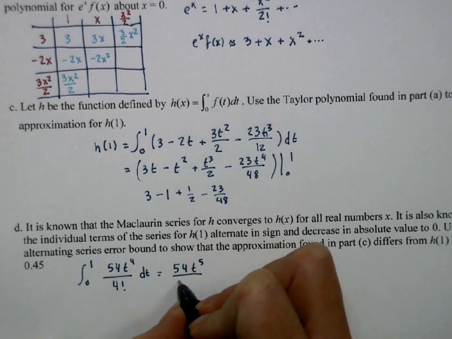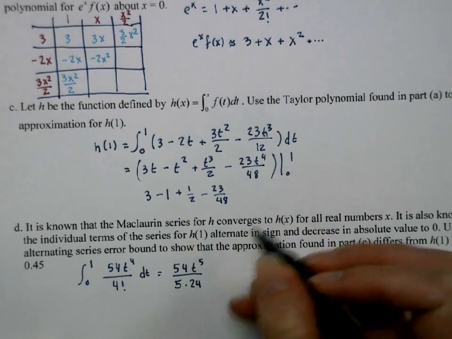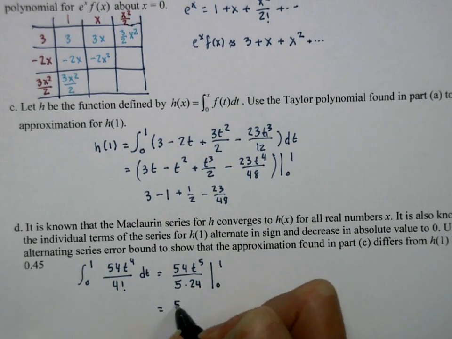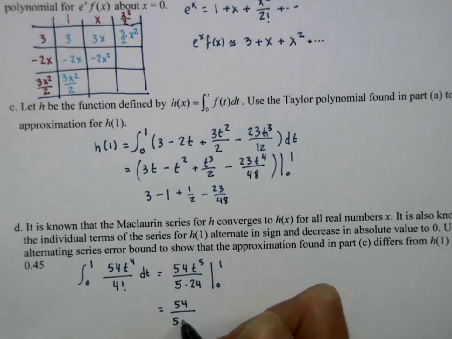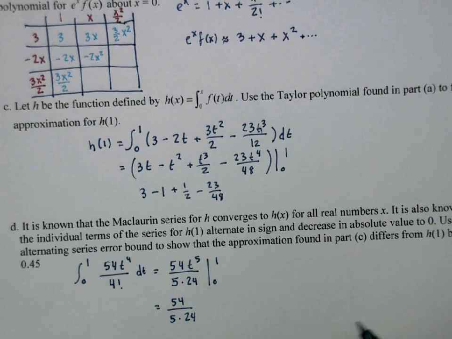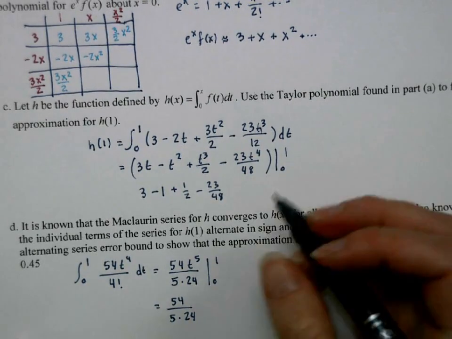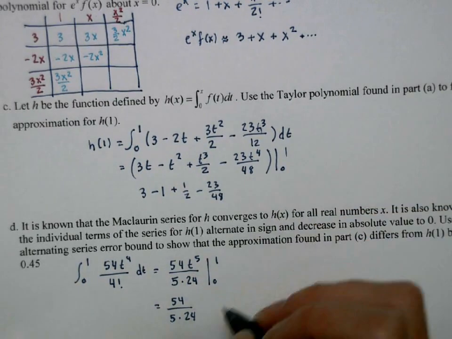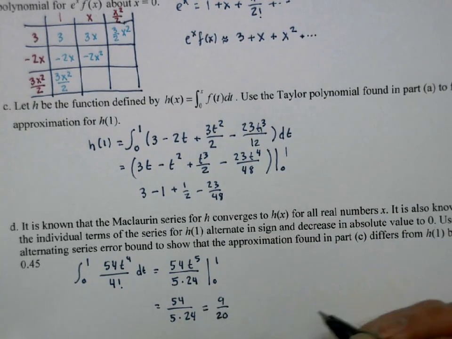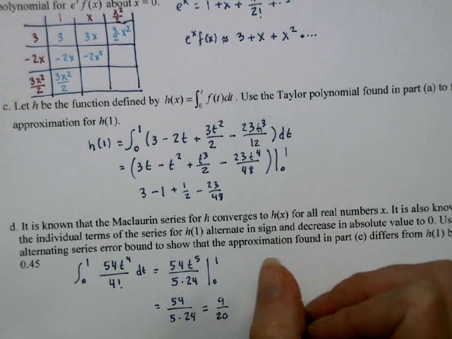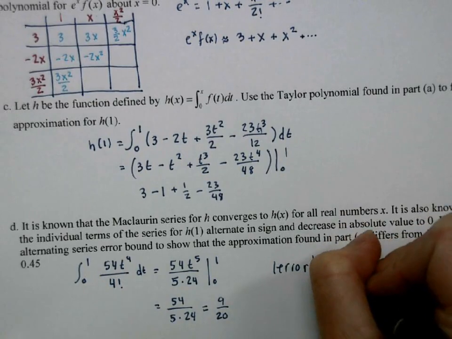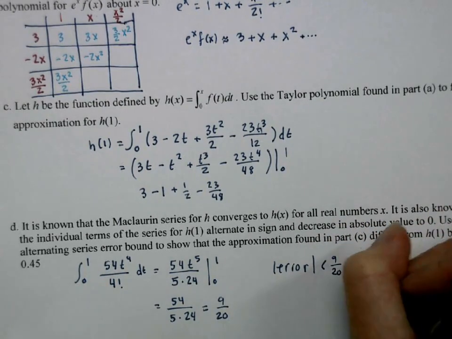So that's going to be 54 over 5 times 24. Okay, we can do some simplifying here. When we do that, we end up with 9 over 20. So my error is less than 9 over 20, which is equal to 0.45. Okay, and that's manipulation of series.